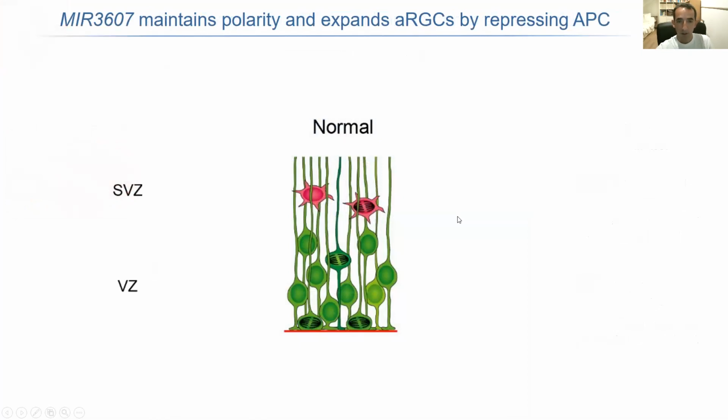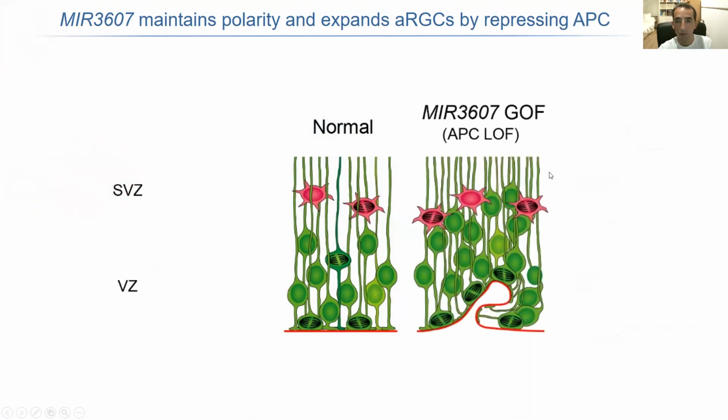So in summary, what we have in the normal situation is a number of radial glia cells that self-amplify and produce intermediate progenitor cells, and they're attached to the apical surface by the apical adherens junctions. With an expression of miR3607, or concomitantly with a loss of function of APC, what happens is we have an increased amplification of these apical radial glia cells with increased proliferation. And sometimes this is pathological and generates an abnormal apical surface in these cortices. And this might be something that will lead to expansion of the cortical neuroepithelium.